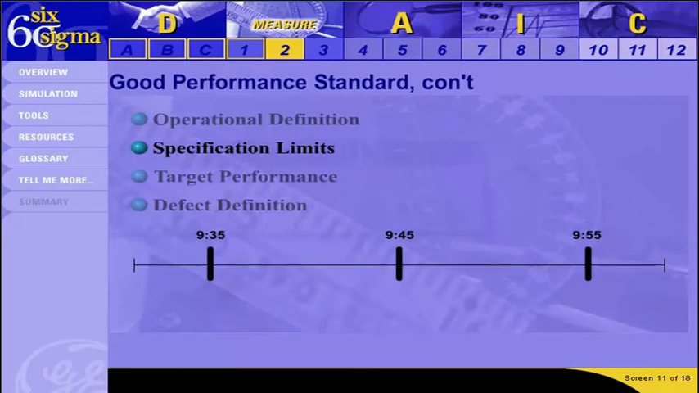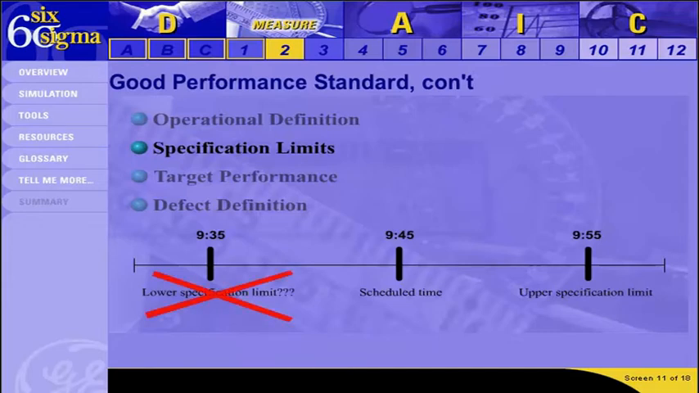In this case, let's say that a customer survey determined that customers would tolerate a flight leaving the ground up to 10 minutes late. Your upper specification limit then becomes the scheduled time plus 10 minutes. In many cases, you will have a lower specification limit that mirrors the upper limit. But in this case, a flight leaving before the scheduled time would not make customers happy because they could miss it. So the lower specification would default to the scheduled departure time.